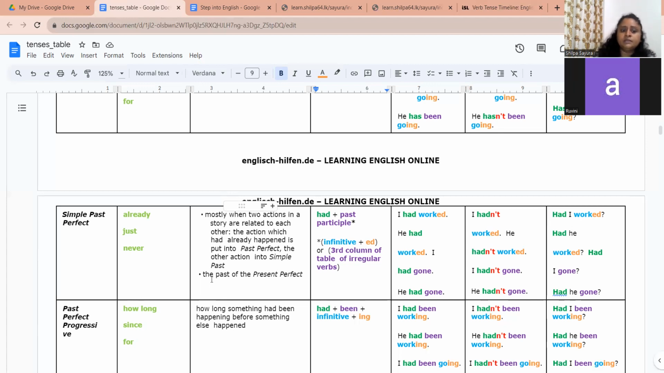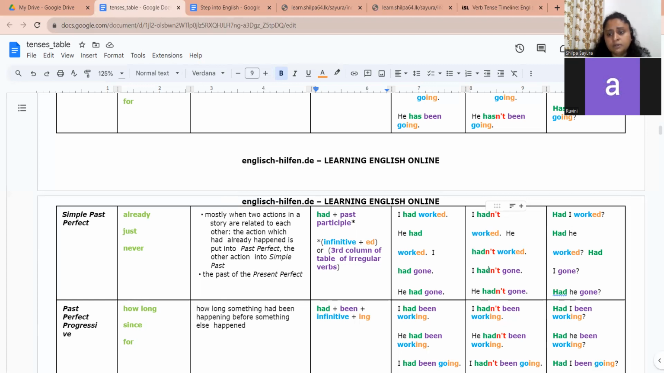The other reason, the past of the present perfect. In the present perfect we say I have worked. So the direct past of the present perfect is I had worked. I hadn't worked. Had I worked? He had worked. He hadn't worked.